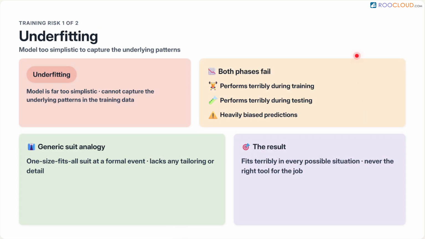We conclude this technical section with two critical training risks that auditors must actively monitor and test for: underfitting and overfitting. Underfitting occurs when a model is far too simplistic to capture the underlying patterns in the training data. It performs terribly during both the initial training phase and the final testing phase, resulting in heavily biased and entirely inaccurate predictions. Imagine trying to wear a generic, one-size-fits-all suit to a formal corporate event. Because it lacks any detailed tailoring or structure, it fits terribly in every possible situation.